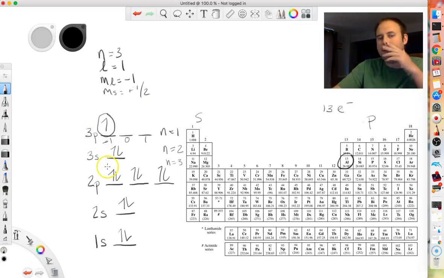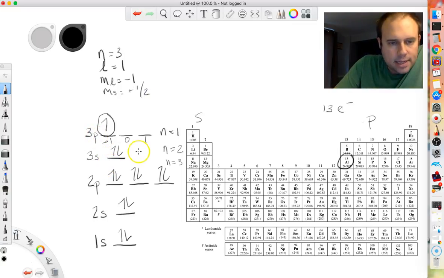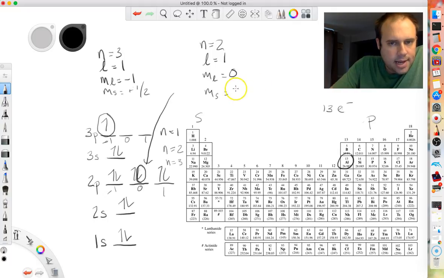So let's do a spin down example, just so we can see. So let's say we're interested in this electron right here, right? So what are the quantum numbers for this electron here? Well, it's found in a 2p orbital, so n equals 2. Again, p is going to be l equals 1. The suborbital here, if I have -1, 0, and 1, is going to make m sub l equal 0. And then m sub s, because I finally picked out a spin down, is going to be -1/2.